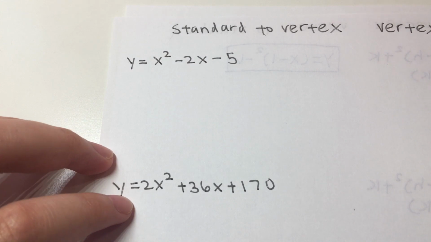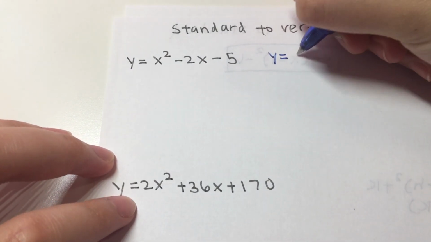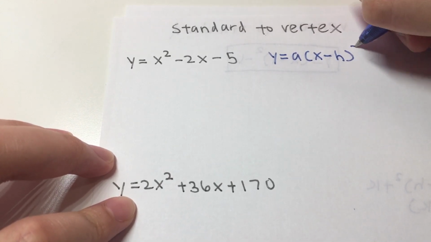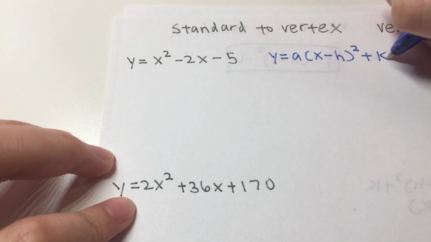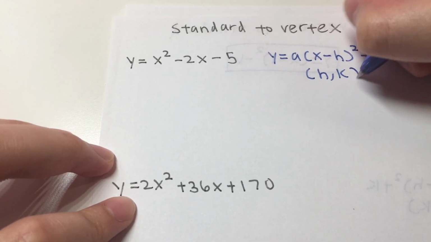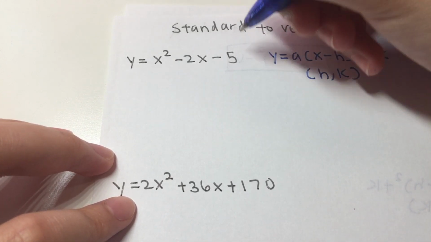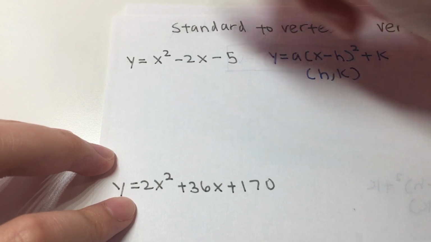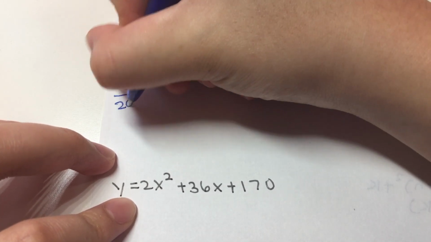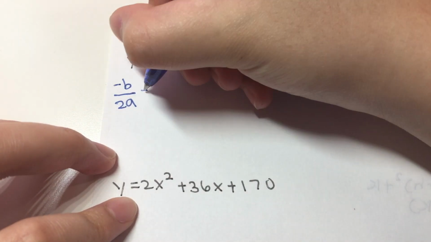We also know the equation for vertex form is y equals a(x minus h) squared plus k. And we also know that the vertex is at (h, k). So since we don't know the vertex from standard form, we have to solve for it. So we have to use this equation, negative b over 2a, to get the x value of the vertex.